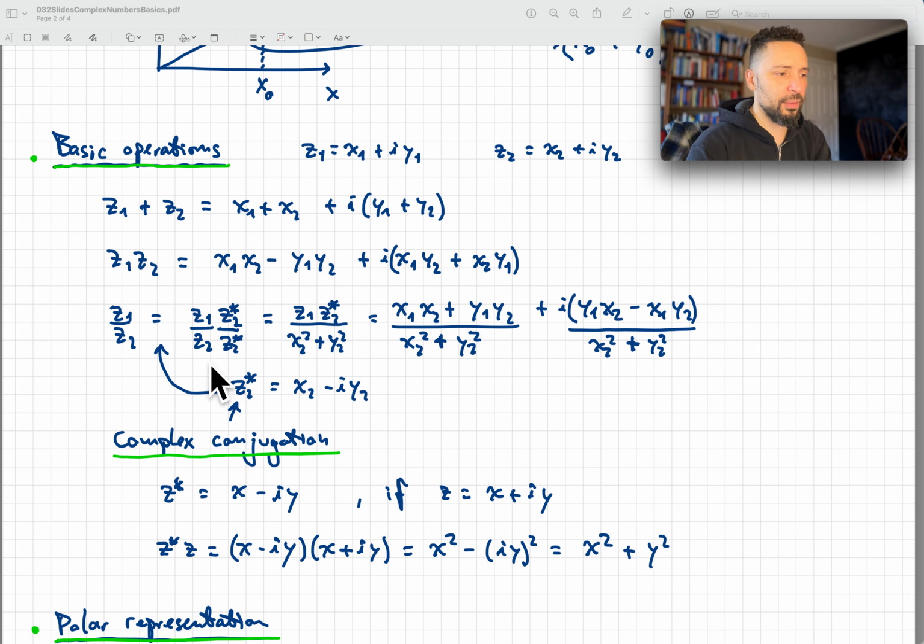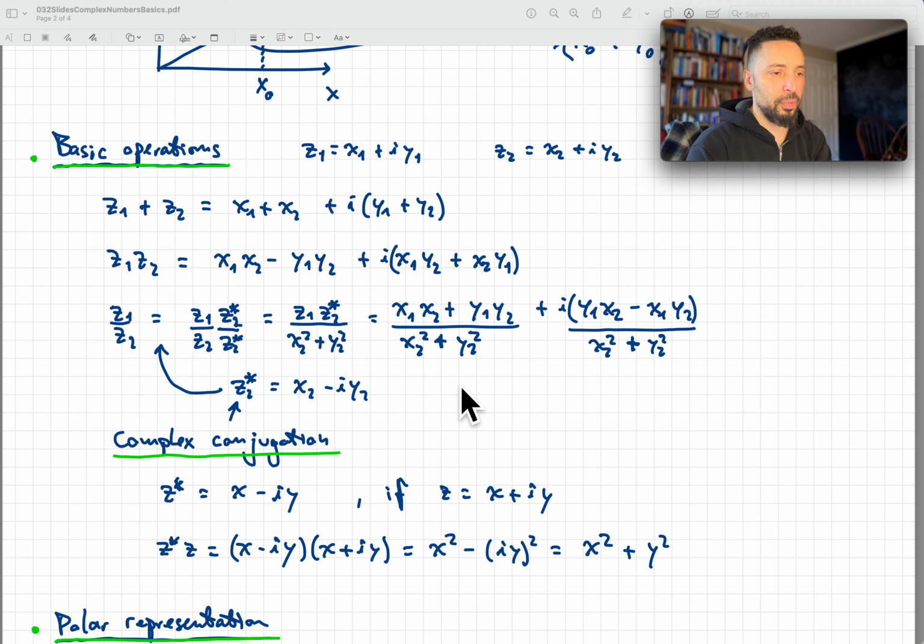If you do that, you can see that z2 z2 star is simply x2 squared plus y2 squared. We'll come back to that below. And then the top is z1 z2 star. You can multiply these two numbers, z1 and z2 star, by using this definition of z2 star. And so that gives us this top part, x1x2 plus y1y2. Notice the sign difference here and here.